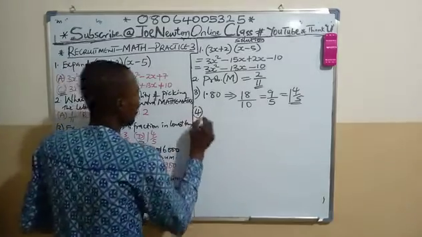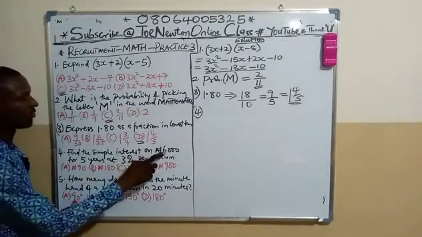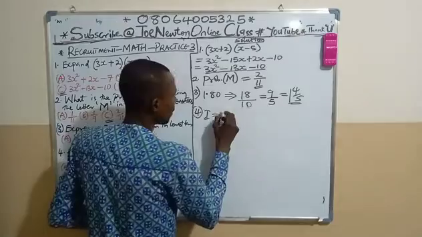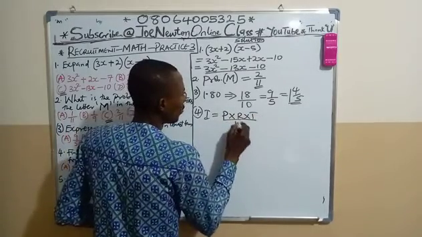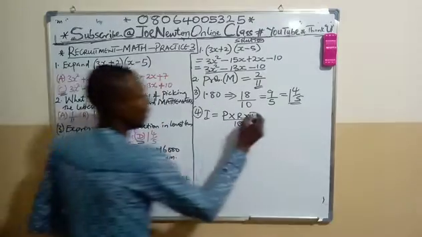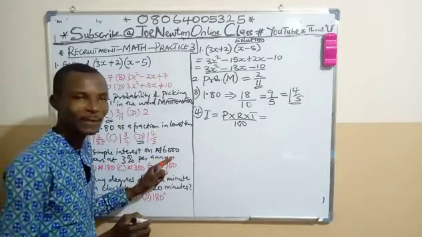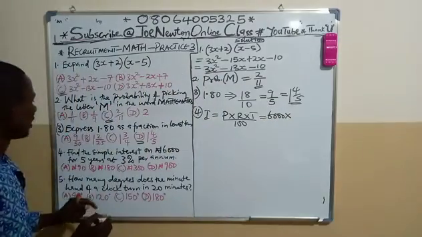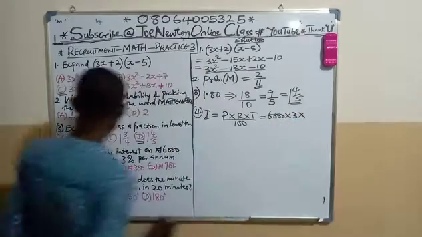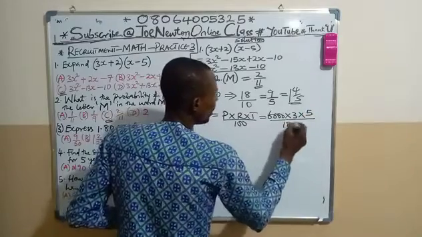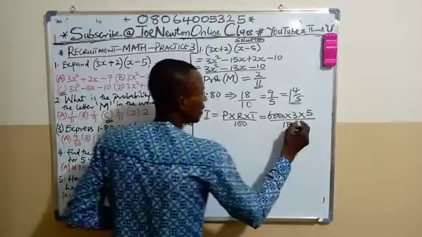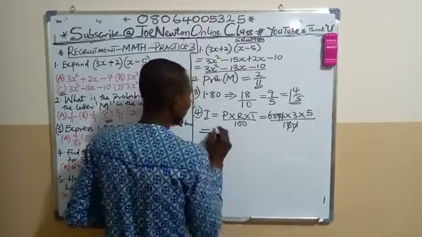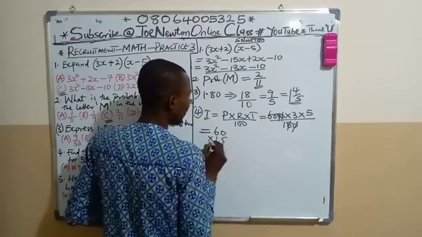Now let's go to number 4. Number 4 question says, find the simple interest on 6,000 naira for 5 years at 3% per annum. Very simple. Interest equals principal times rate times time all over 100. This 100 comes from the percentage of the rate. Our principal here is the amount invested, which is 6,000 naira times our rate is 3% times our time is 5 years, all over 100. Remember, if the time is in fraction, you change it to improper fraction. So you have 0 cancel 0, 0 cancel 0. We are left with 60, 3 and 5. So we have 3 times 5 is 15.